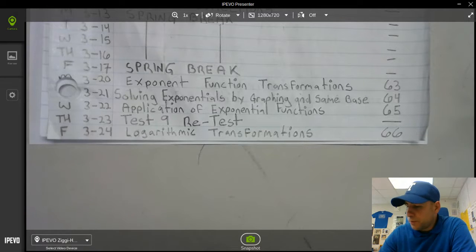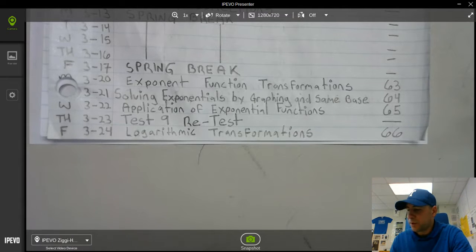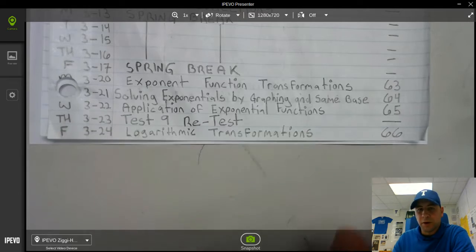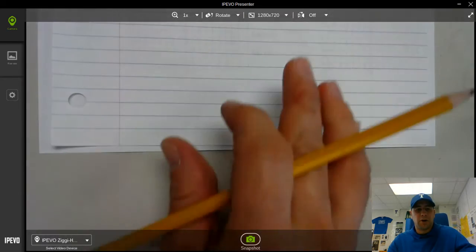With that, today we're looking at Friday, March 24th. We're looking at logarithmic transformations on page 66. So if you would, pause your video and update your table of contents. Now your table of contents are updated. Let's take a look at our notes.